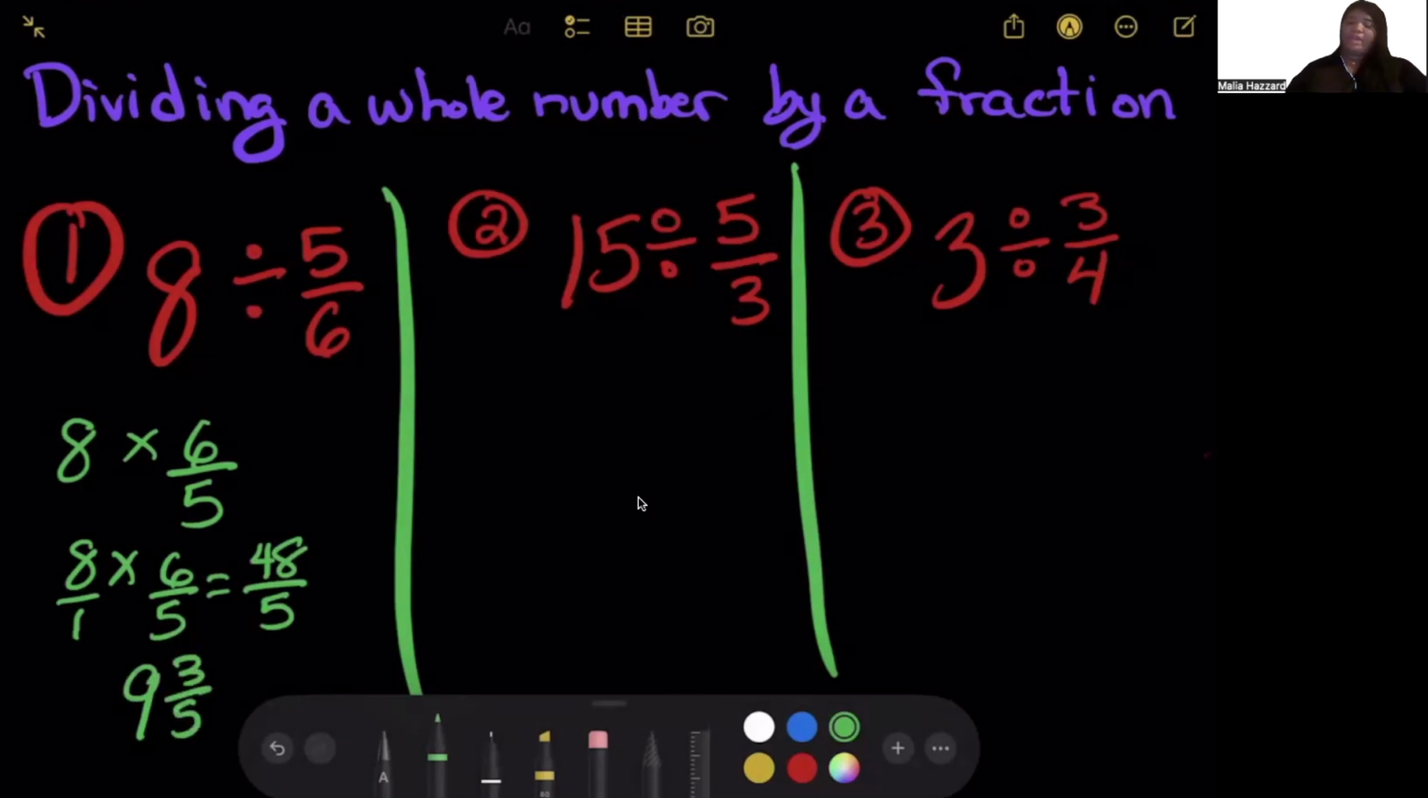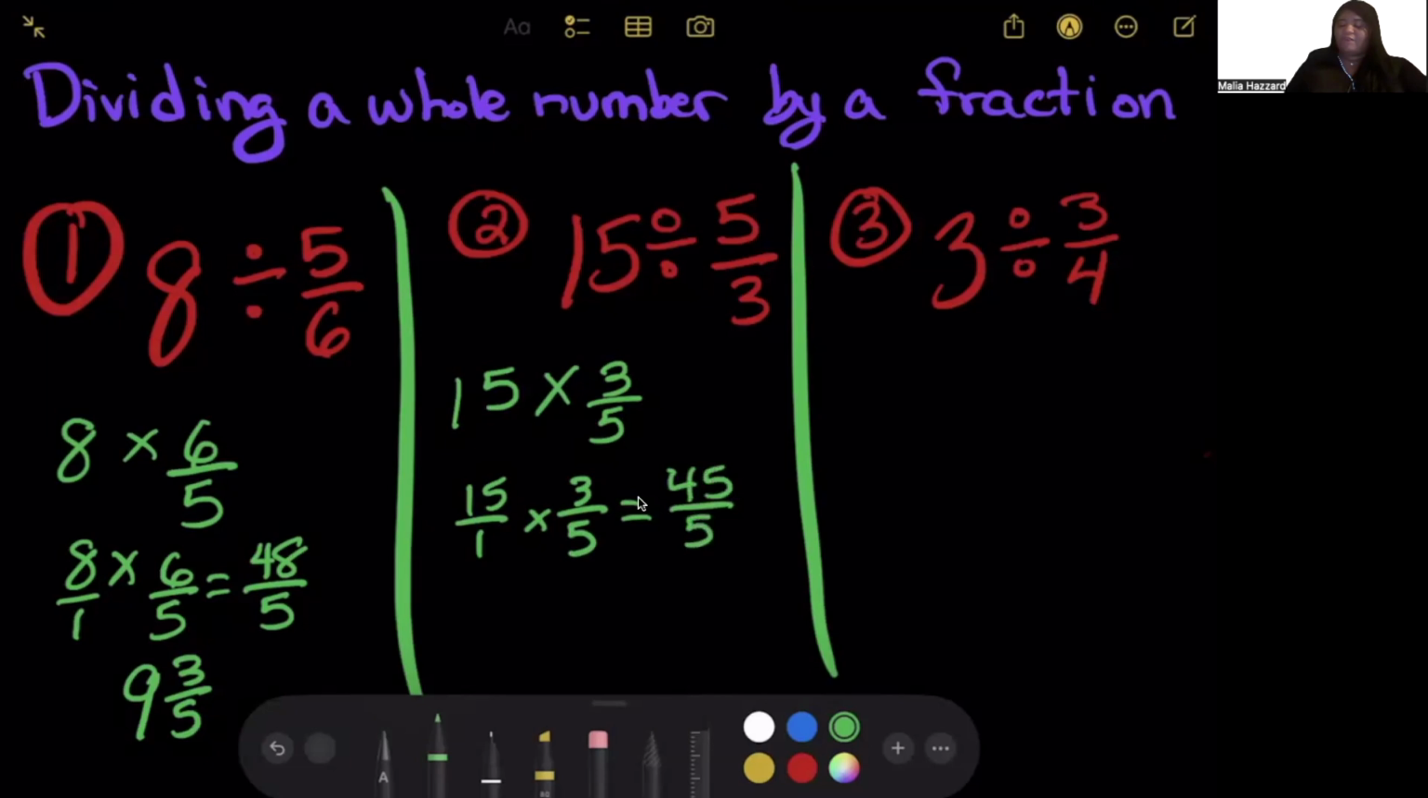For the next one, I'm going to keep my 15, change it from division to multiplication, and flip my fraction. This gives me 15/1 times 3/5. If I multiply straight across, I get 45/5, and I get 9 as my final answer for the second one.